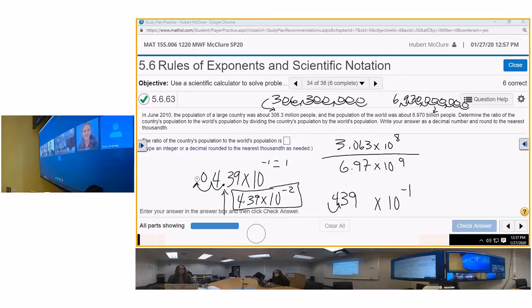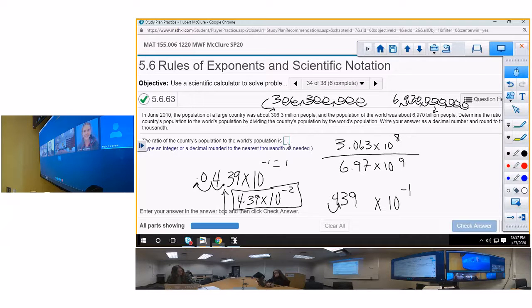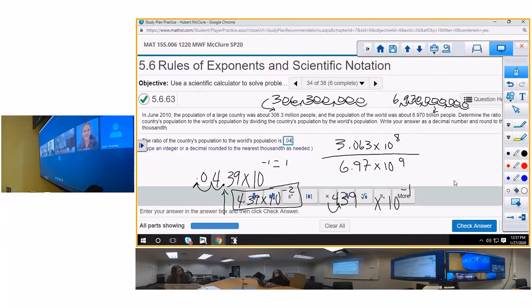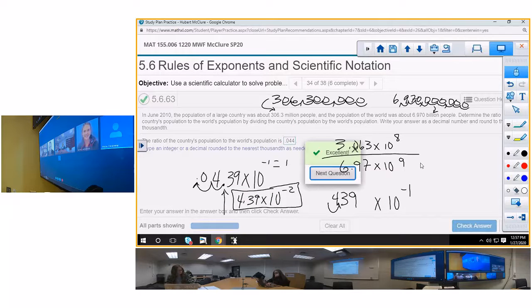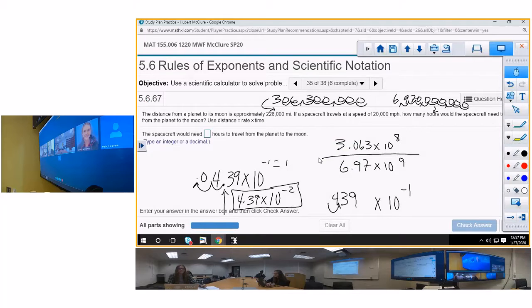All right. 0.0439. Direction says round to the nearest thousandth. So, those of you that got 10 to the 0 power, yours is wrong. Just want to make sure y'all understand that. Oh, dang old pepper. All right, here we go. Another test question.